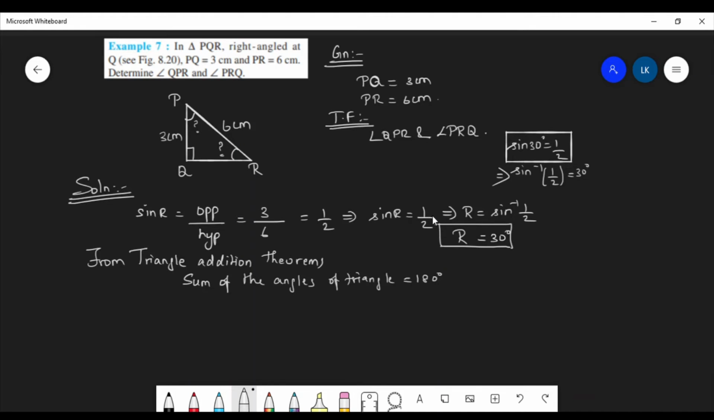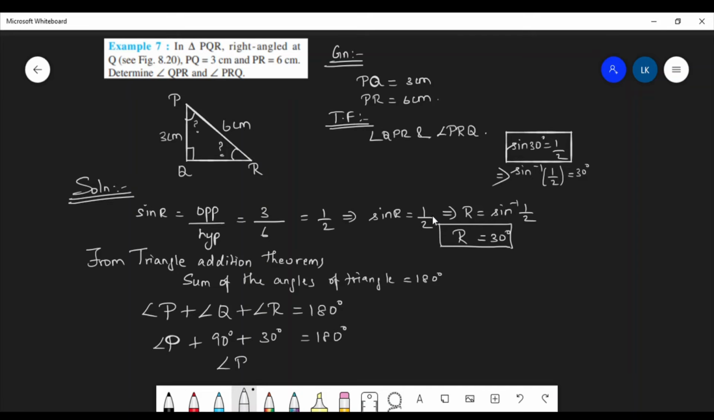From the triangle angle sum theorem, the sum of the angles of a triangle is always equal to 180 degrees. Here, angle P plus angle Q plus angle R is equal to 180 degrees. We don't know angle P, but we know that angle Q is 90 degrees and angle R is 30 degrees, and the sum is 180 degrees.